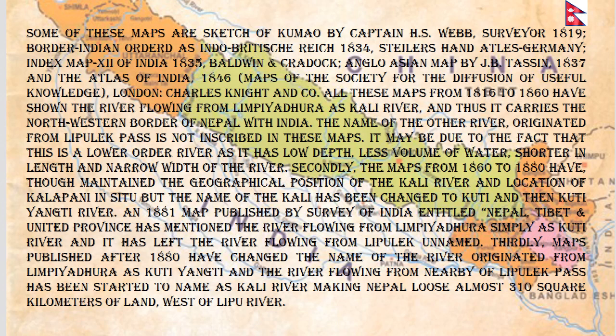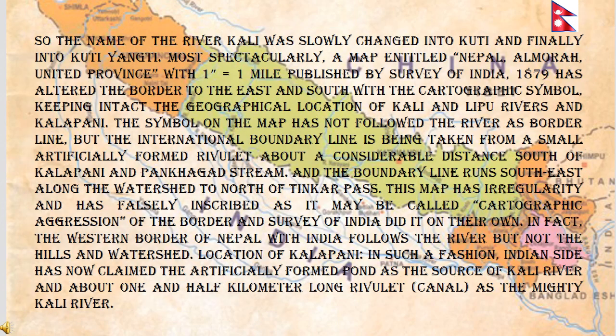Thirdly, maps published after 1880 have changed the name of the river originated from Limpi Yadhura as Kudi Yangti, and the river flowing from nearby of Lipulik Pass has been started to name as Kali River, making Nepal lose almost 310 square kilometers of land west of Lipur River. So the name of the river Kali was slowly changed into Kudi and finally into Kudi Yangti.